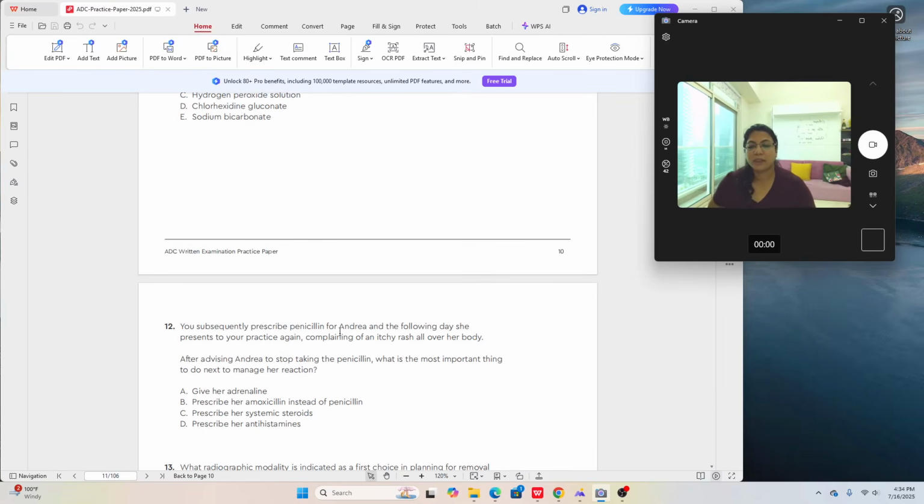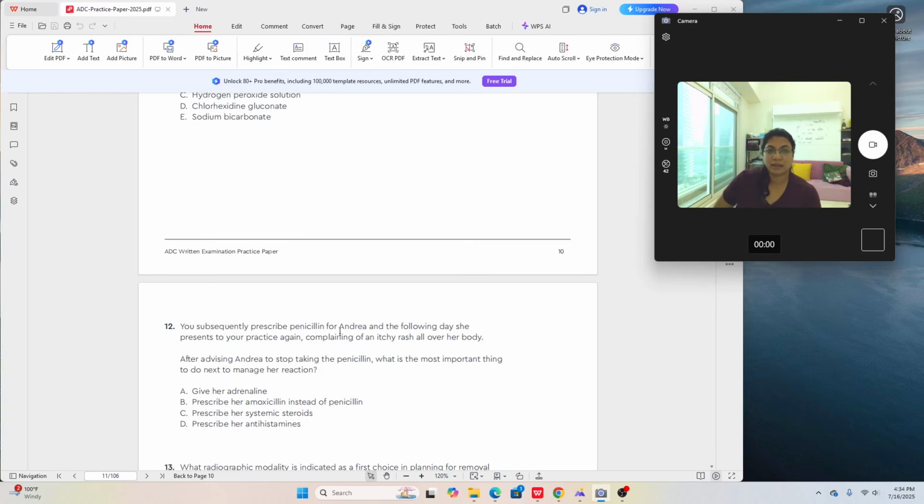You subsequently prescribe penicillin for Andrea, and the following day she presents to your practice again complaining of an itchy rash all over her body. She got allergy, right? After advising Andrea to stop taking the penicillin because clearly she developed an allergic reaction because of it, what is the most important thing to do next to manage her reaction?